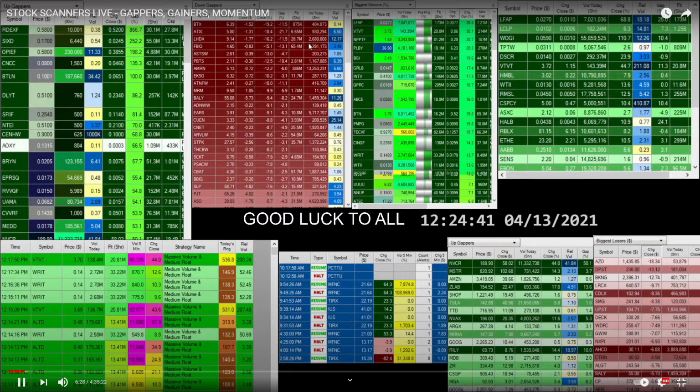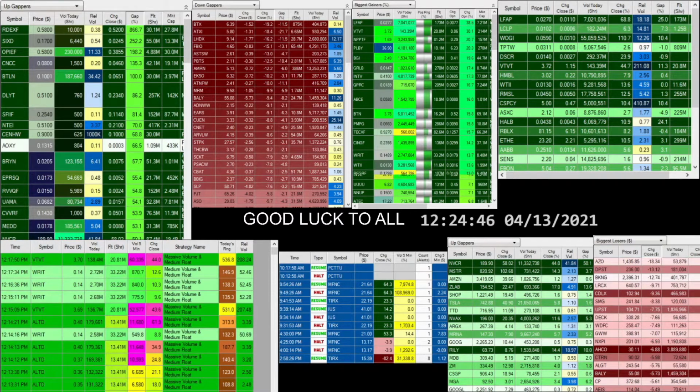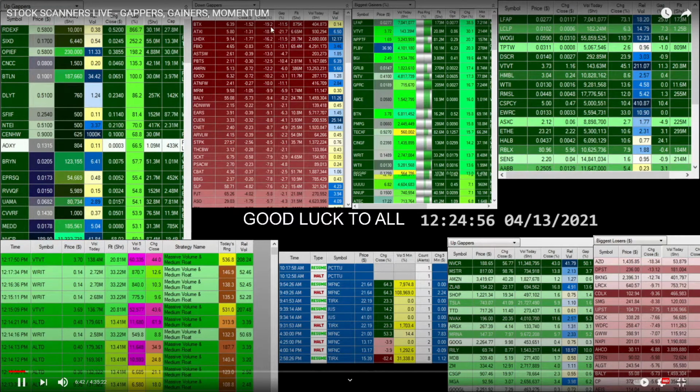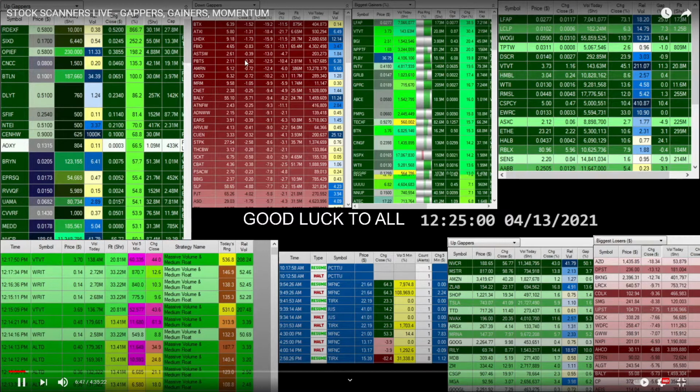And this down gapper scanner is pretty much the negative version of the positive percentage gap scanner, where it's how much percentage it is down from the previous close. And you can see here a lot of penny stocks, lower price stocks as well. And I definitely want to include that in the newer scanners.